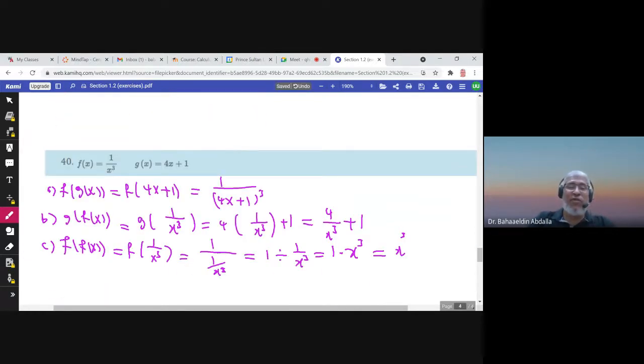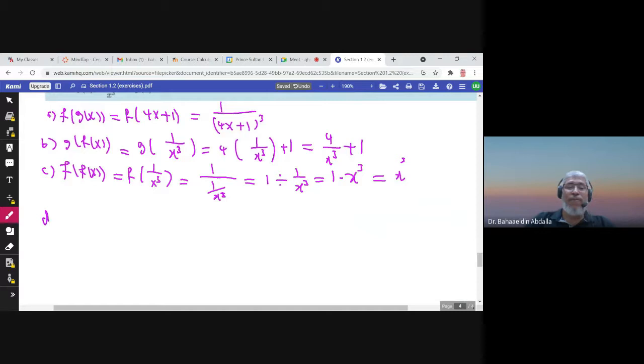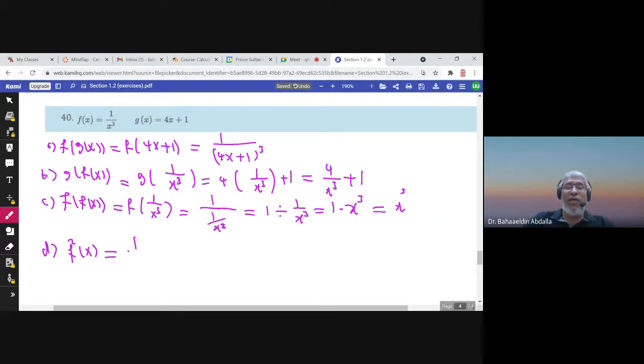Finally, f square of x, this is as we mentioned, f of x, which is 1 over x cube, times f of x, which is 1 over x cube. If you multiply these two fractions, 1 times 1 is 1, and x cube times x cube is just x to the power 6. You add the powers.